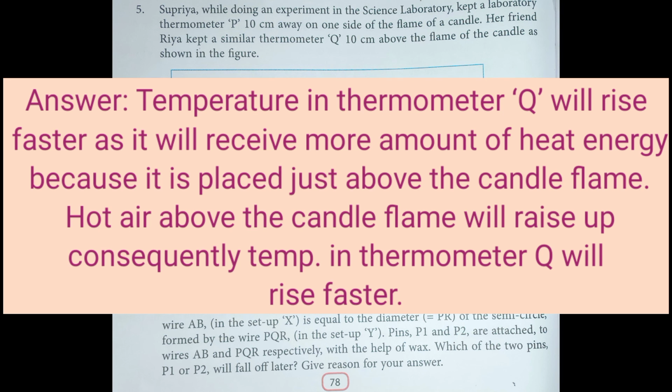Answer. Temperature in thermometer Q will rise faster as it will receive more amount of heat energy because it is placed just above the candle flame. Hot air above the candle flame will rise up constantly. Temperature in the thermometer Q will rise faster.